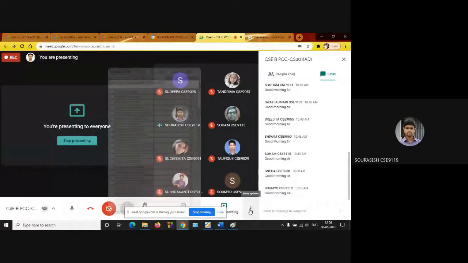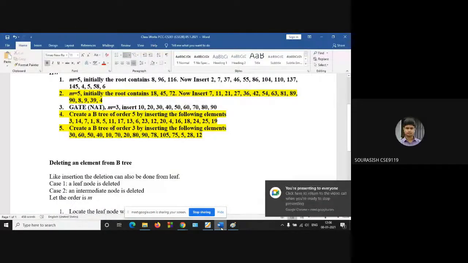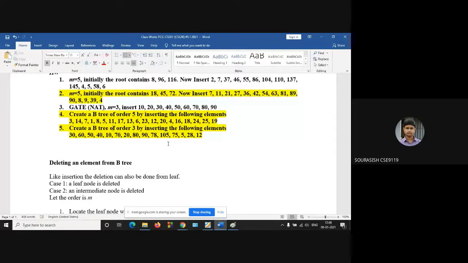Sir, I had a question. Yes. If we are inserting the same element twice, like if the tree already has 10 and we insert 10 again, will it go to the left child or the right child? Actually, the left side is less than or equal to. Okay, sir. Thank you.